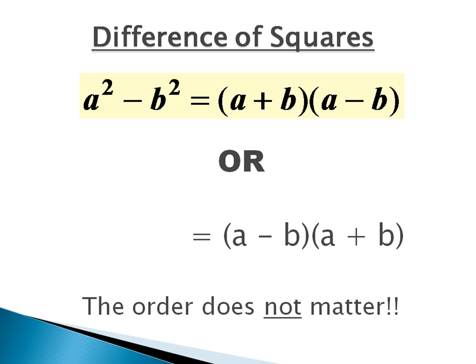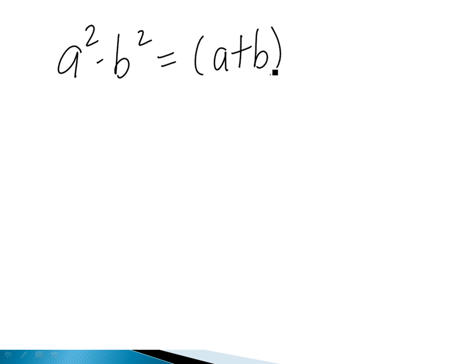If you would FOIL this, you would prove that these are the factors to a squared minus b squared, because once you FOIL it, your middle terms will cancel out. So let's prove that. We said that a squared minus b squared factors into a plus b times a minus b. Proof.